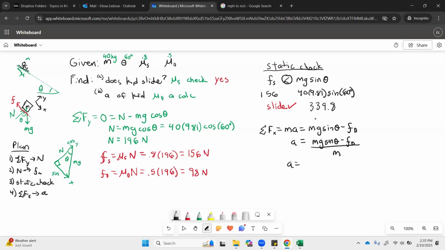So we've got the mg sine theta, which we calculated above, 339.8, minus that dynamic friction, which was 98.1, and then divide by the mass, which is 40 kilograms. And then that gives us the acceleration value. So 6.04 meters per second squared equals the acceleration. And we got a positive for that, and we put our X direction positive going down the plane. So that is reasonable, that 6.04 could be the acceleration.